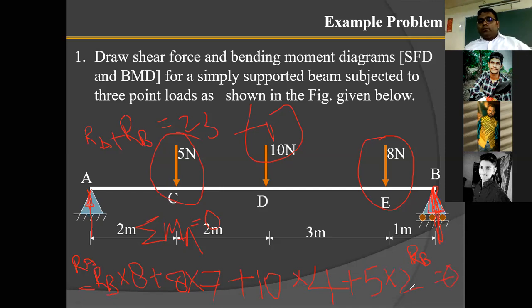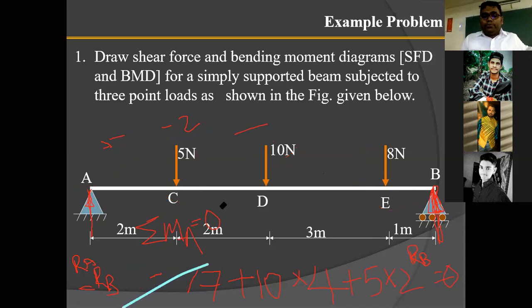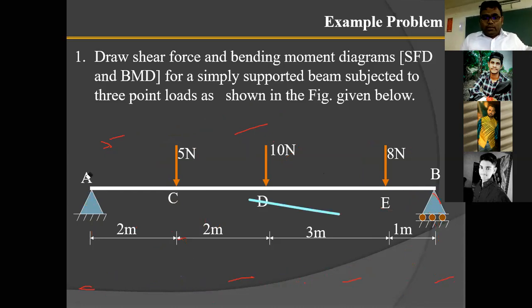Now solve this, you will get the value of RB, and just put this value of RB in that equation number 1, you will get the value of RA. This is the simple method to find the reaction at the support in case of a simply supported beam. Remember this, okay. Now I am removing this, let's move to the next slide further.